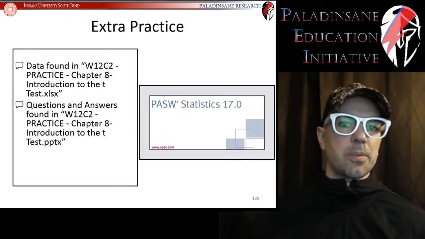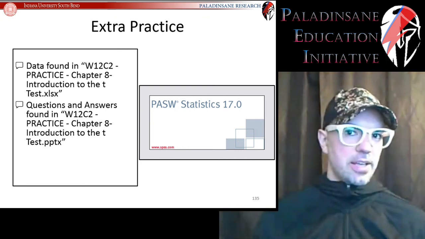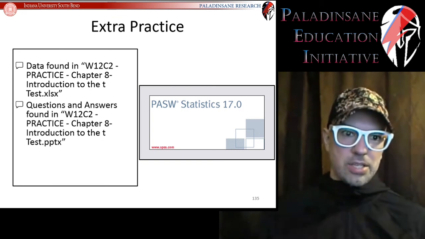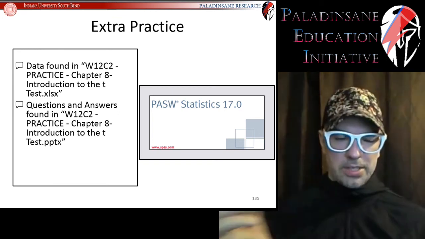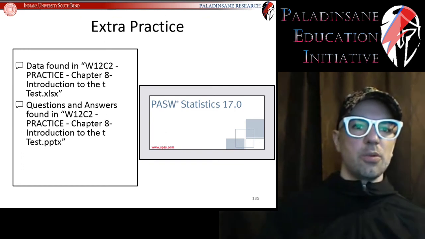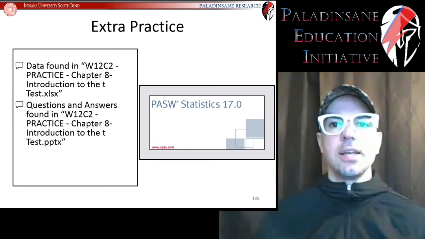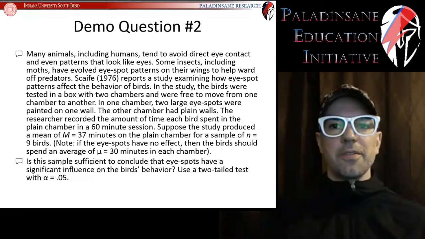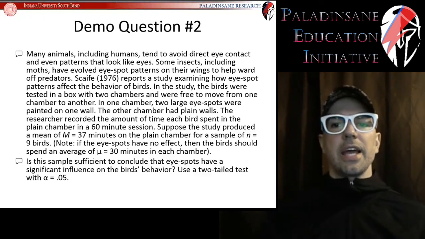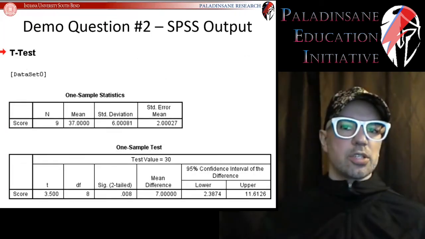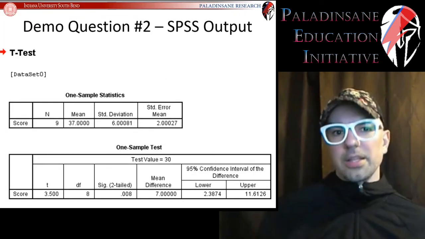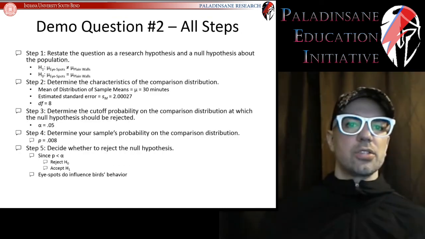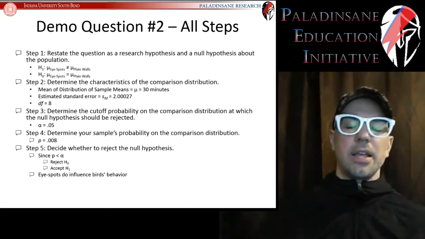And in terms of extra practice, you might have noticed we had some extra numbers on that Excel sheet. The data is there in the Excel sheet. The questions can be found in a supplemental PowerPoint slide, Week 12, Class 2 Practice, Chapter 8, Introduction to the T-Test. You're going to find demo questions that lay out all the information that you need. Then on the next slide, you're going to see the output that you want to produce. And on the slide following that, you're going to see the answers to all 5 steps in each of the questions.